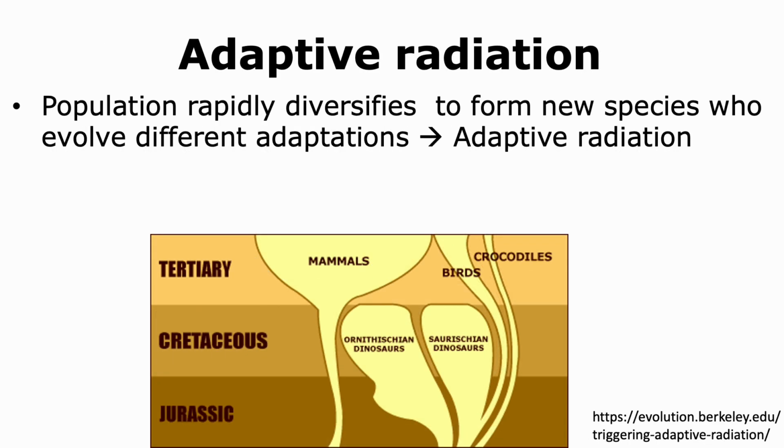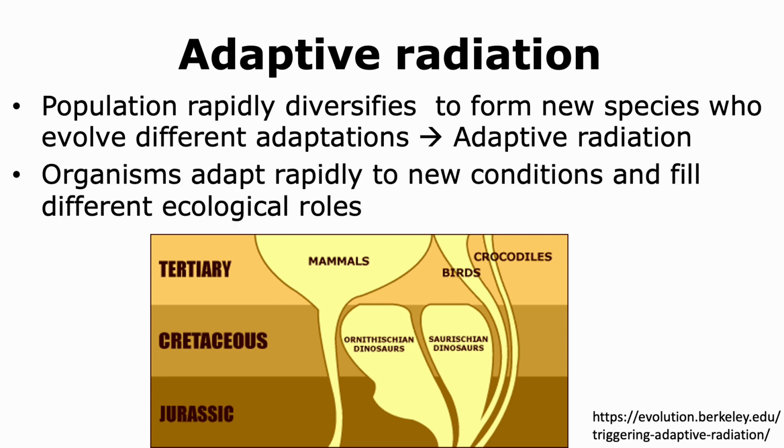When a population of organisms evolve rapidly and diversify to form new species, who in turn evolve different adaptations to the changes in conditions that occurred, this process is called adaptive radiation. The new species that are formed are able to adapt rapidly to the new conditions and start fulfilling different ecological roles. For example, when the dinosaurs became extinct, the mammals underwent rapid diversification, and the new species that were formed were able to adapt to the changing environment that happened after the mass extinction event and were able to occupy different ecological niches.